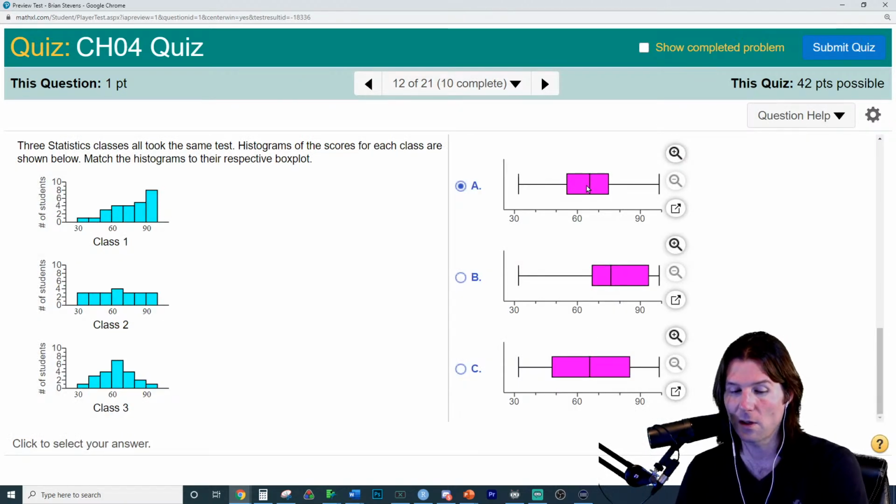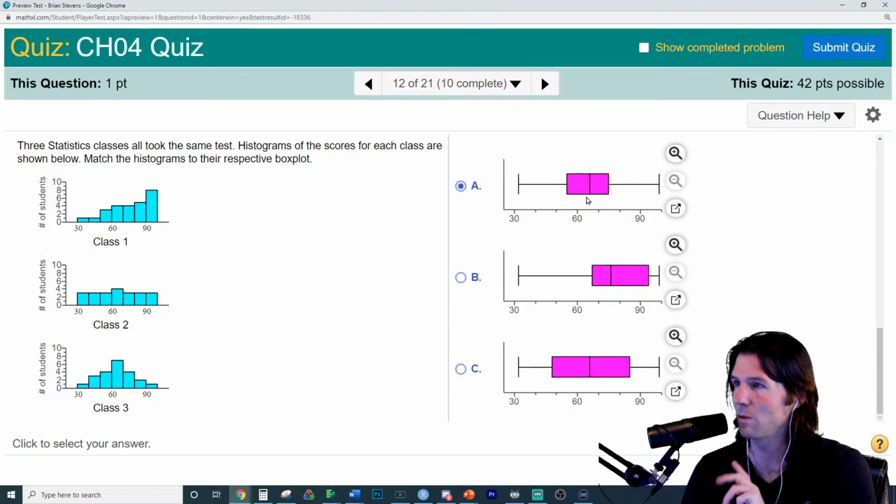Does that make sense how I saw that? The harder question is the last two, because you have to see that the middle 50% for this one's a lot tighter than the middle 50% for this one, which is more spread out down here.